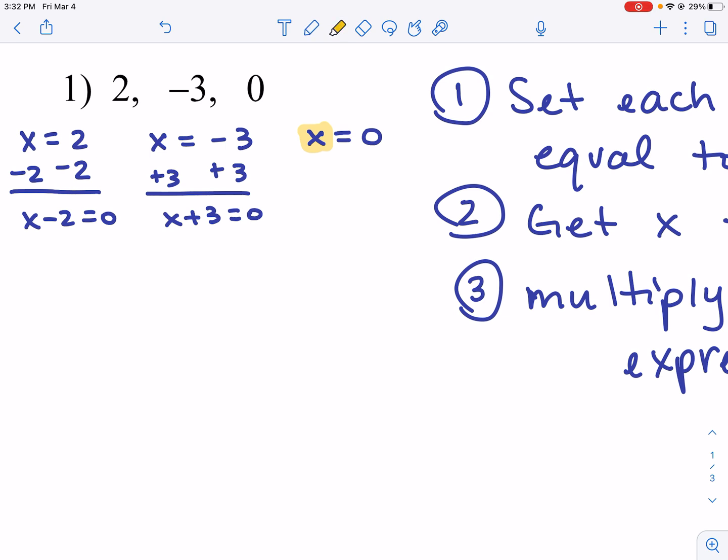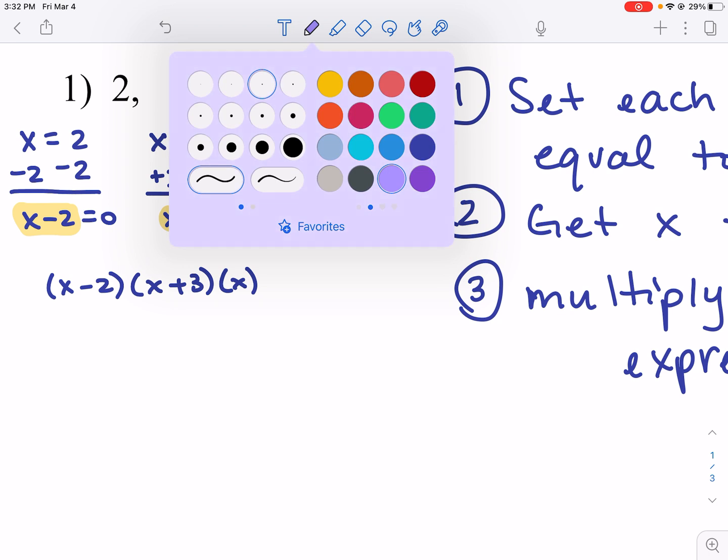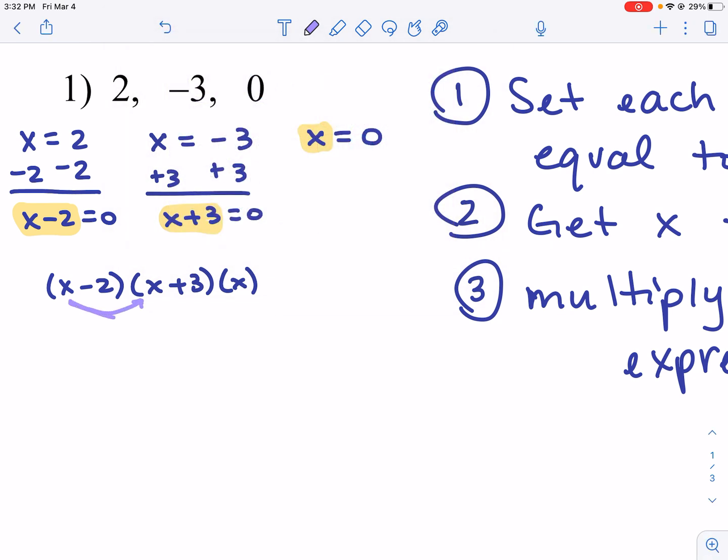So in this very simplistic case, I'm trying to find the binomials that those zeros came from. And then after you get those, in this case 3 of them because there were 3 zeros, we would then multiply all of this together. So x minus 2, x plus 3, and x. I'm going to distribute this parenthesis to the one behind it first. You could also box this.